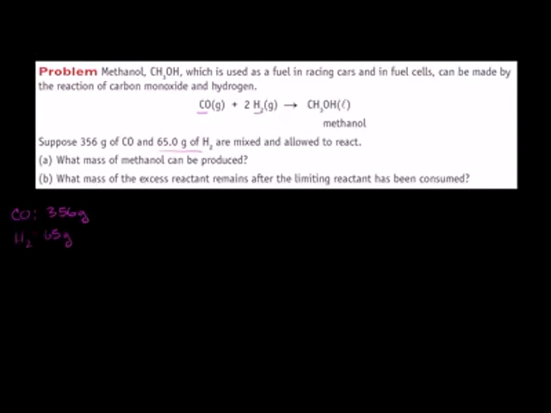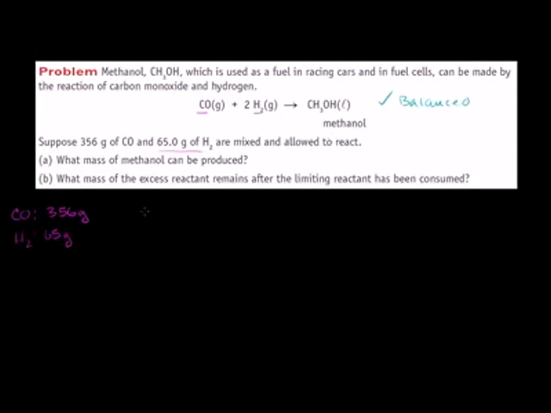And before we even do that, we should always check that our equation is actually balanced. So let's just check that. On the left-hand side of this equation, we have one carbon, and on the right-hand side, we also have one carbon. So that looks good so far. On the left-hand side, we have one oxygen, and on the right-hand side, we have one oxygen. Left-hand side, we have 4 hydrogens, 2 times 2. On the right-hand side, we have 4 hydrogens, 3 plus 1. So it is balanced, so we can proceed to try to figure out what the limiting reactant is.